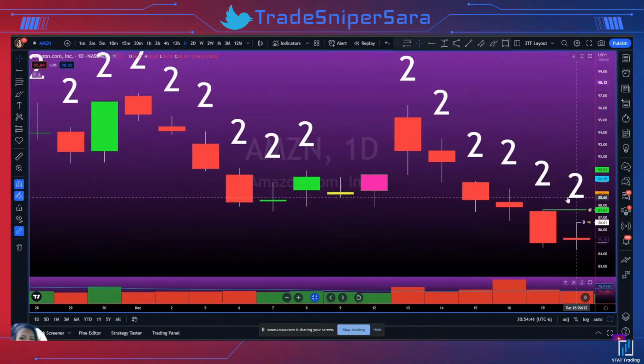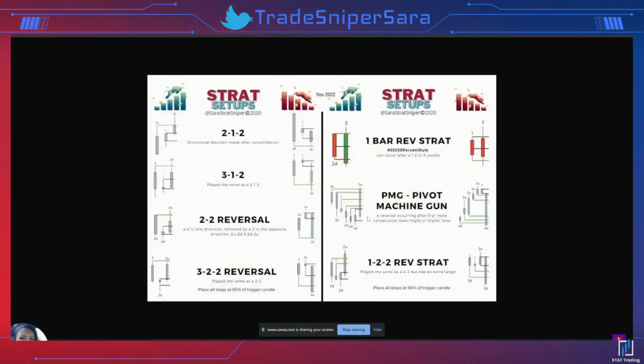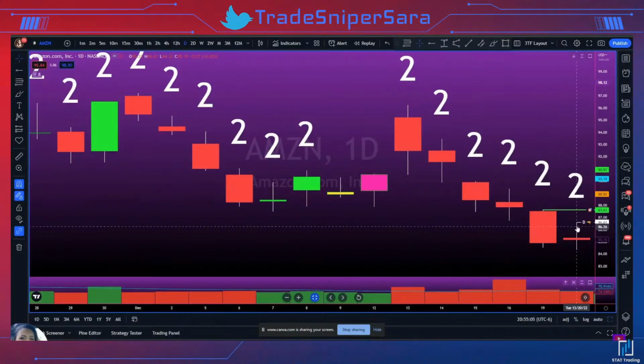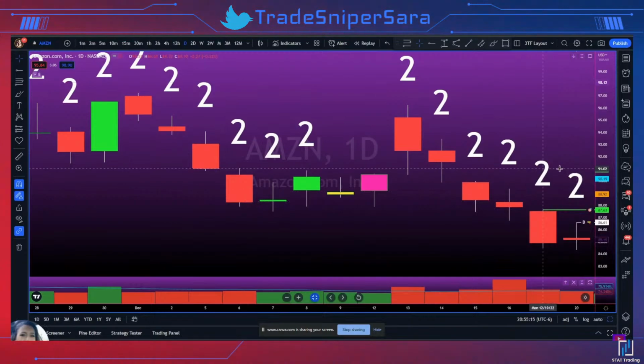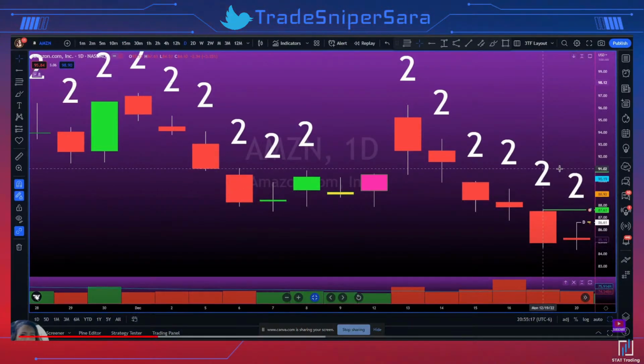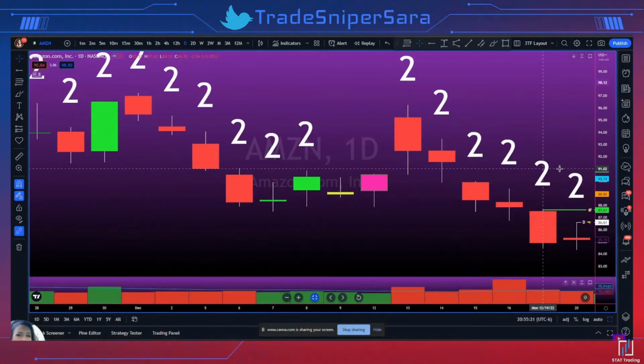Because people will see this like, oh, Sarah, this is a pivot machine gun to the upside. Well, yes, it is, but not all pivot machine guns are created equally. We only want to trade pivot machine guns when we're at downside exhaustion in this case, or on the bearish side if we're upside exhausted. So when people just post this, like, oh, we have a 2 down, I'm looking for the 2 up. Do you think this will work? And I'm like, I have no idea. There's nothing on this chart that would signify this is okay to take.